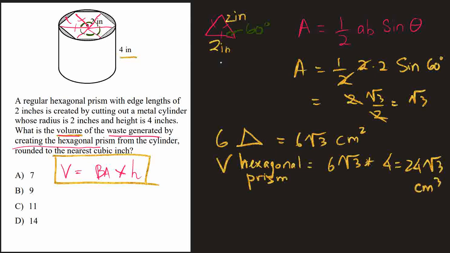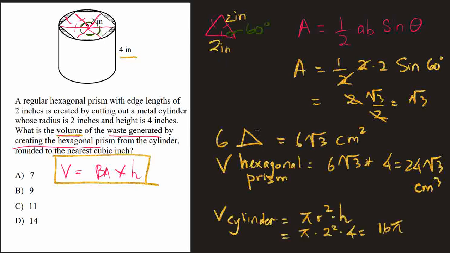Now we have to count the volume of the cylinder. The volume of the cylinder is the same: we count from base area times height. The base area here is the circle, so the area of the circle is pi r square. So we have pi times r, which is 2, squared, times 4 as the height, so 16 pi.